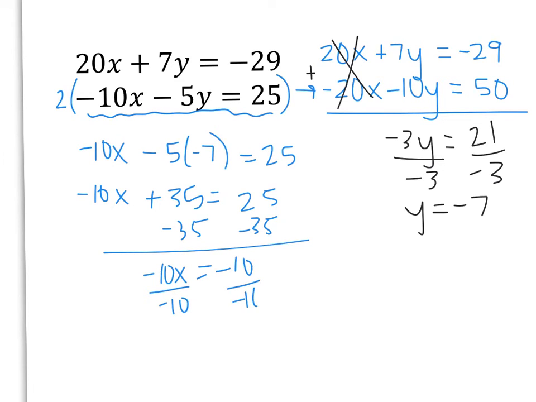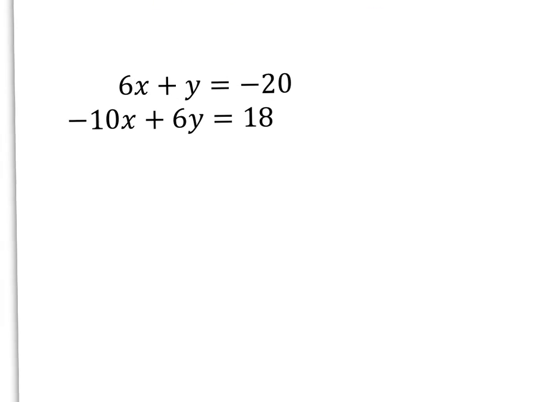Again, I'm just solving for x, and I get x equals 1. So to put my answer as an ordered pair, I get (1, -7). Okay, let's move on to the next example.